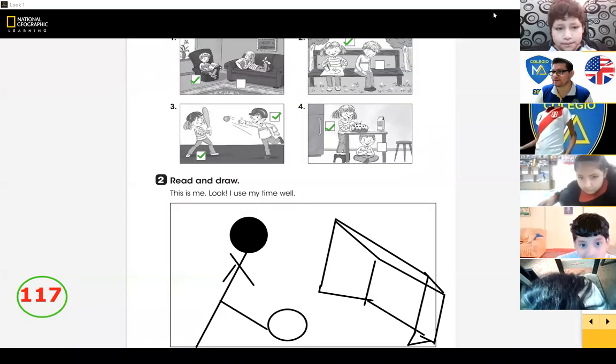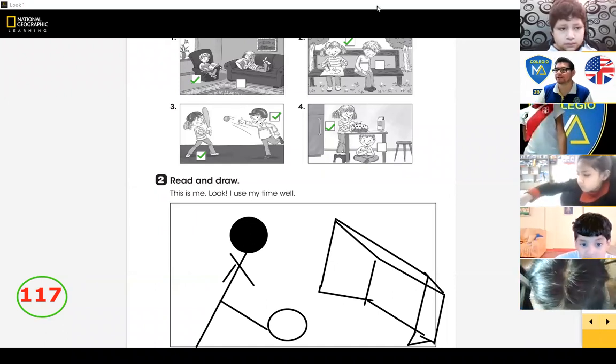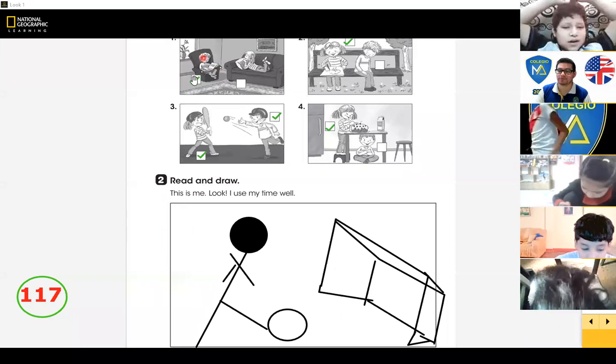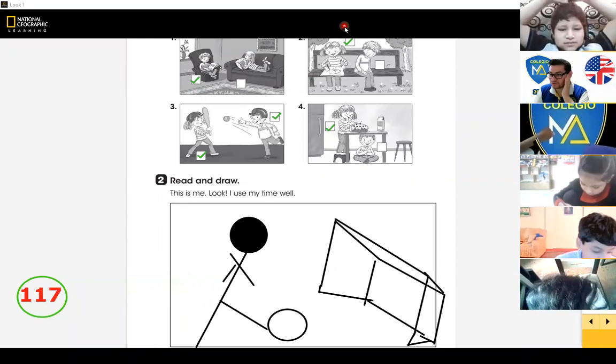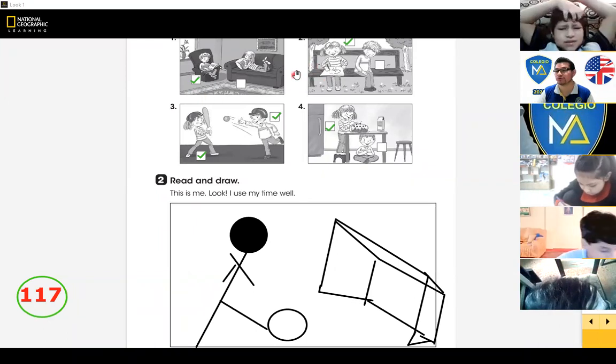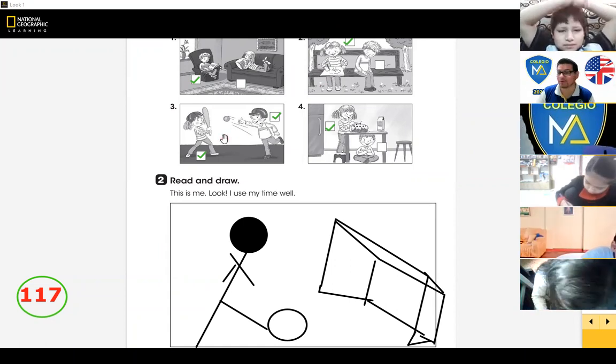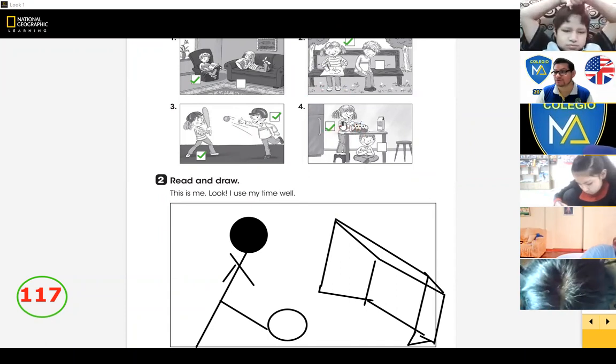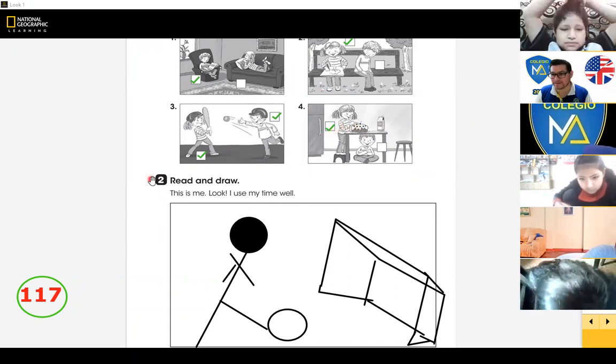Remember, we are talking here about how to use your time well. Here we have the checking part. For example, read a book is use your time well. Draw a picture is use your time well. Play a sport is use your time well. Make a cake is use your time well. In this part it says read and draw.